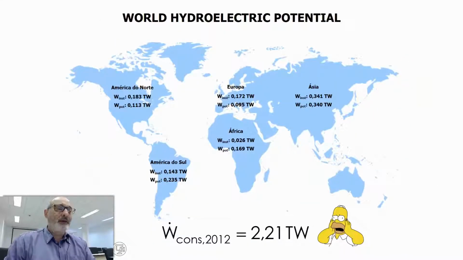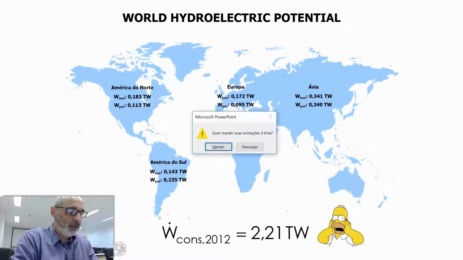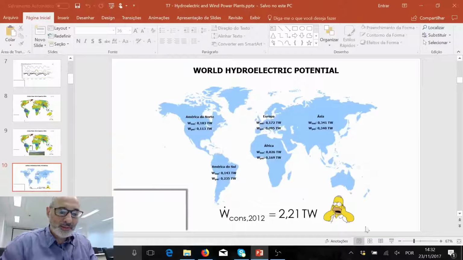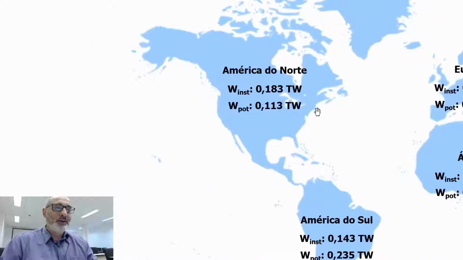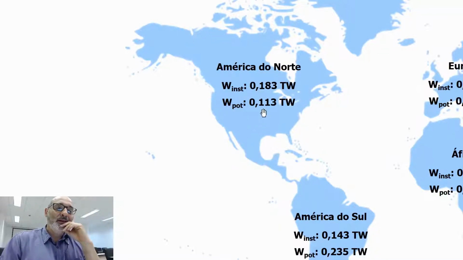Now some words about hydroelectric potential. So these numbers that I'm showing you... let me zoom. I'm having some hard time showing you. So in North America, let's compare by continents. The number in the top here is what is already installed in terms of hydropower, and the number down here is the remaining potential for hydroelectricity generation.